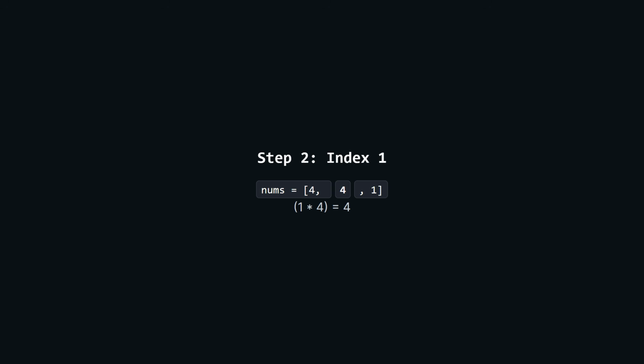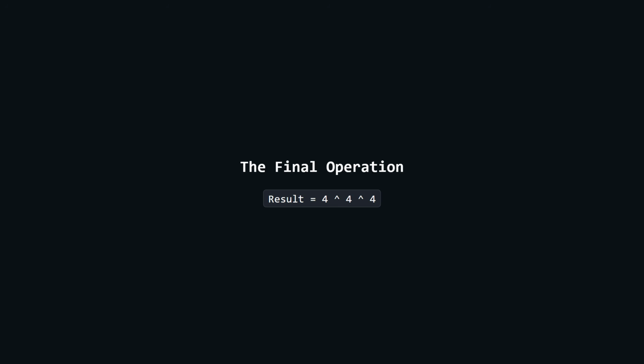Since our step size is 1, we move immediately to index 1, and update that value to 4 as well. Finally, we step to index 2, which is the end of our range, and update our last element. Now that the query is completely processed, we just need to take the bitwise exclusive OR of all 3 4s. When you exclusive OR a number with itself, it cancels out to 0, so 4 exclusive ORed with 4 is 0, and 0 exclusive ORed with the final 4 gives us our answer of 4.